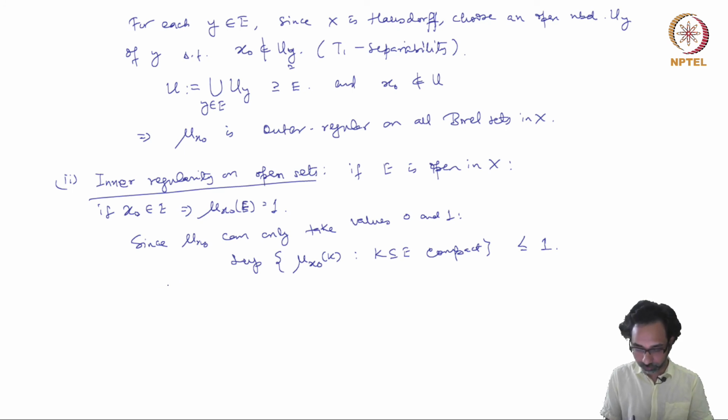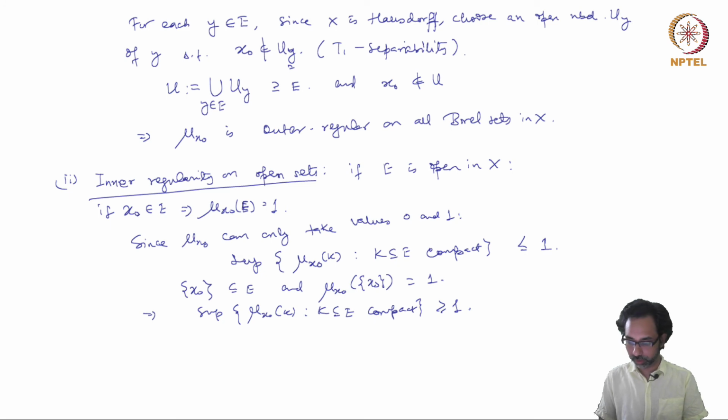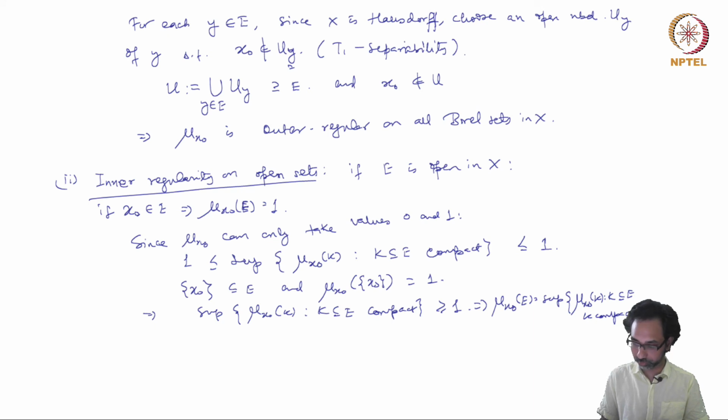On the other hand, we have the compact set, the singleton set {x0}, which sits inside E, and mu x0 of this compact set {x0} is equal to 1. So this implies that the supremum is also greater than or equal to 1, which proves that it is in fact equal to 1. So this implies that mu x0 of E is equal to the supremum of mu x0 of K such that K is in E and K compact. So this is the case when x0 belongs to E.